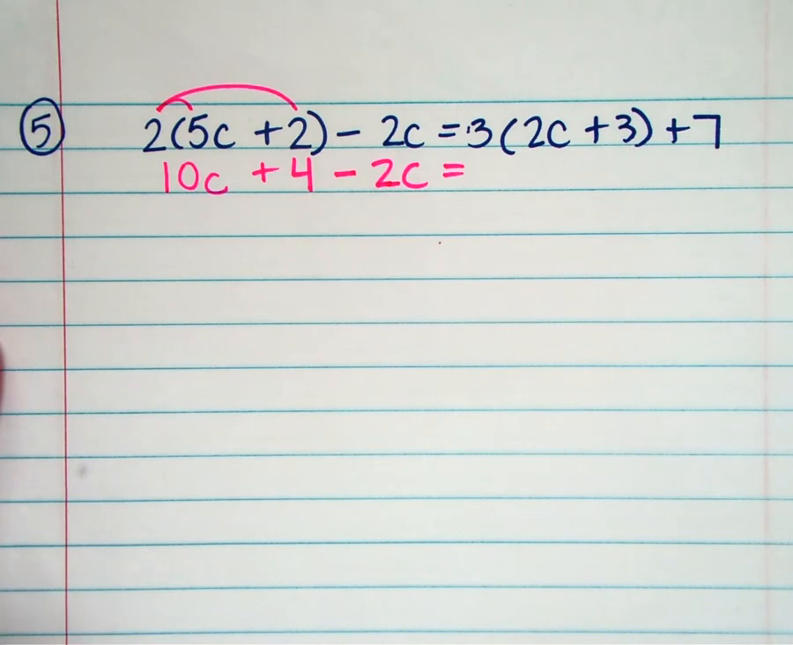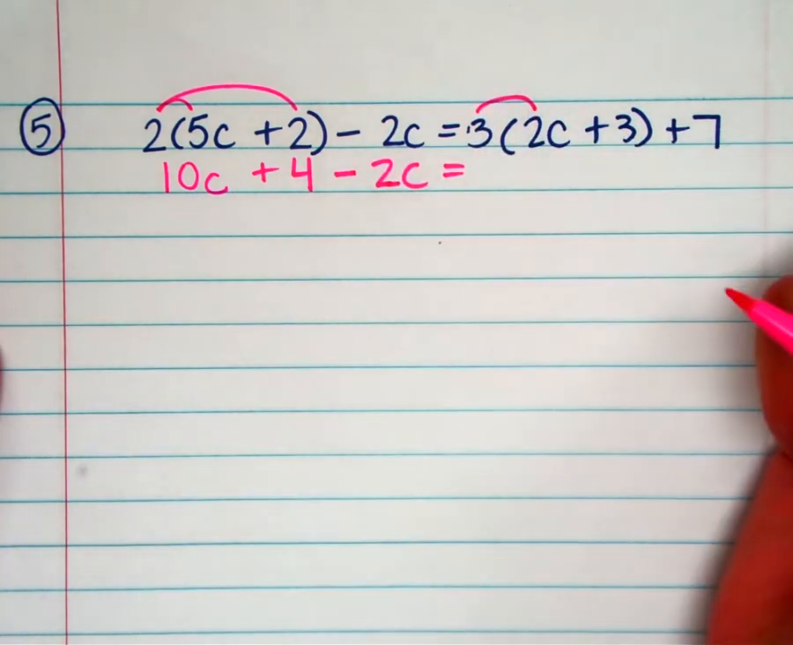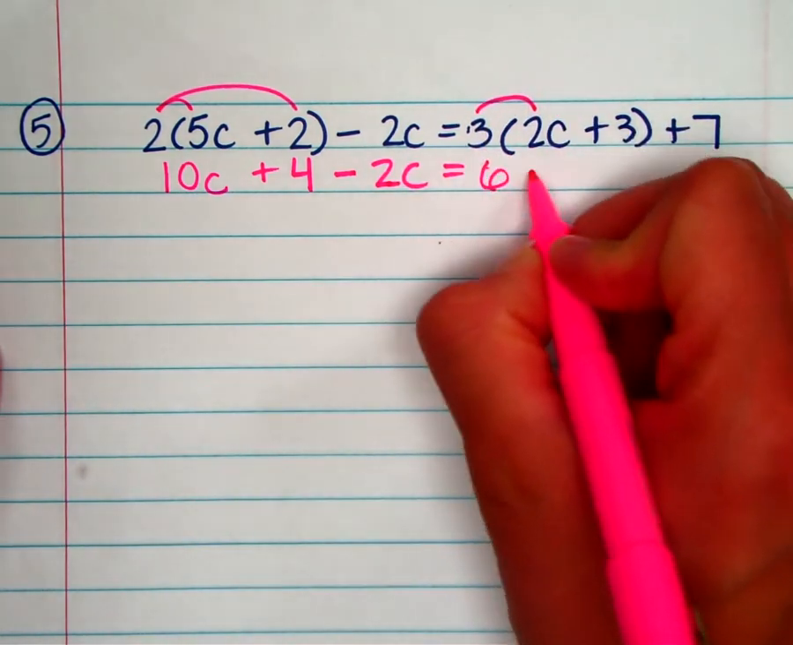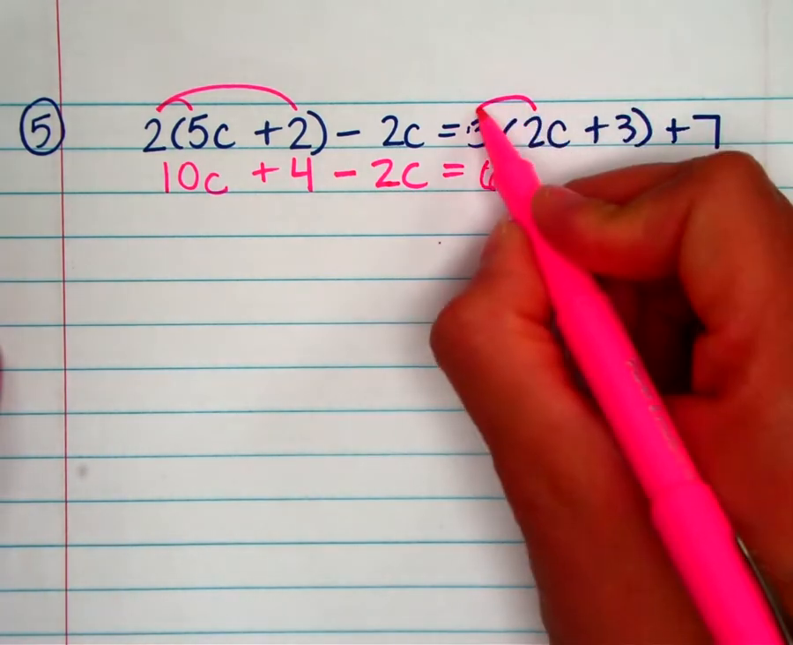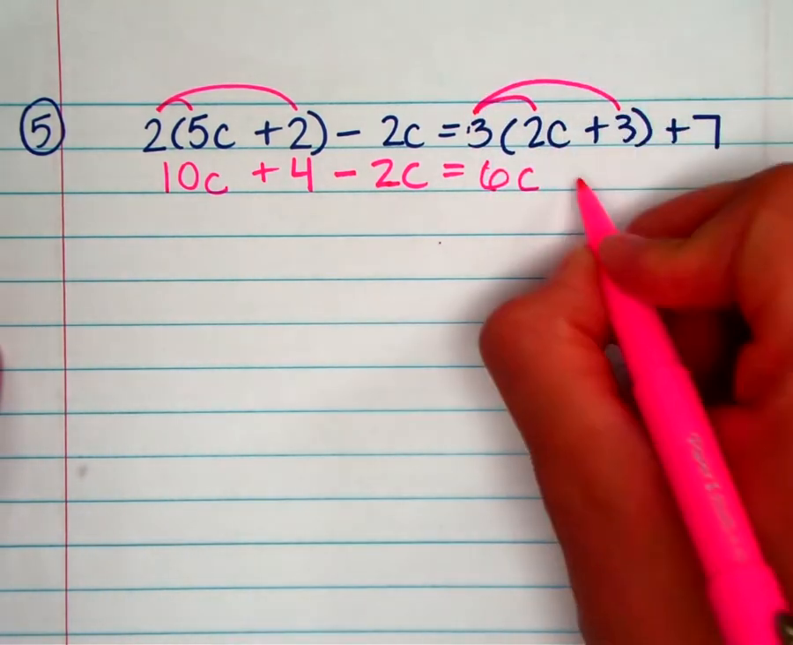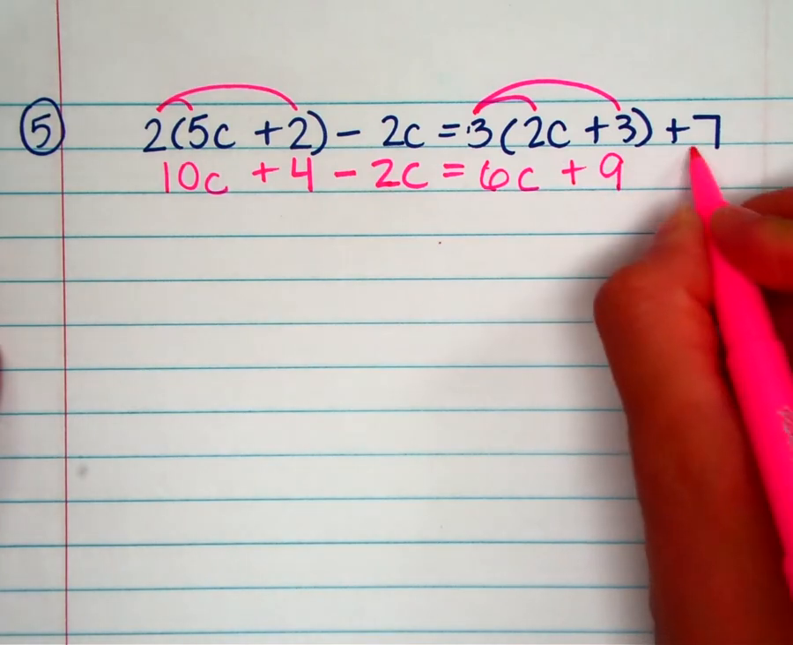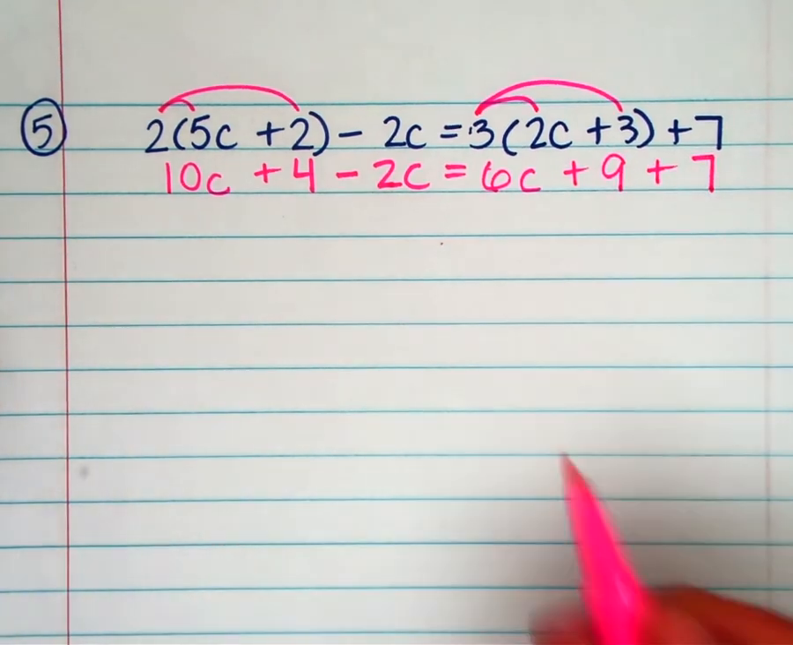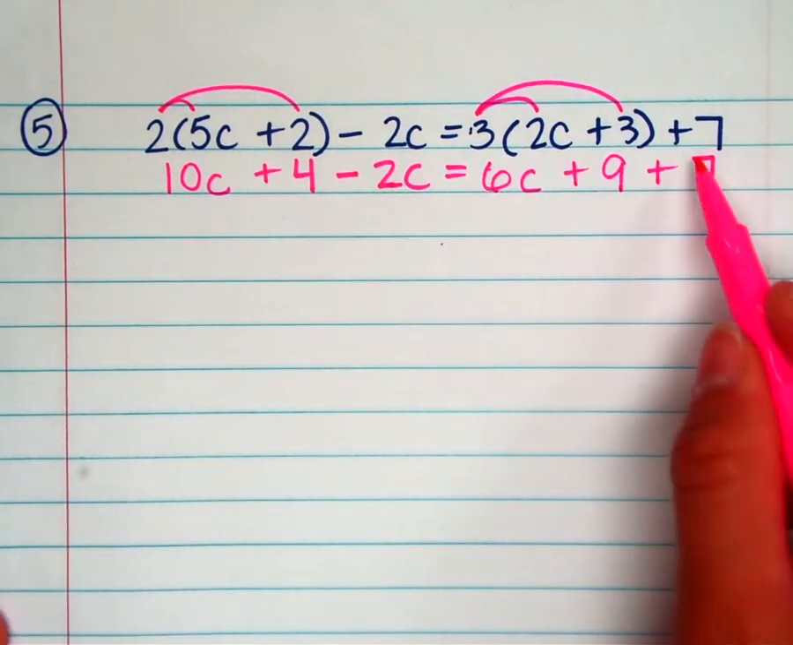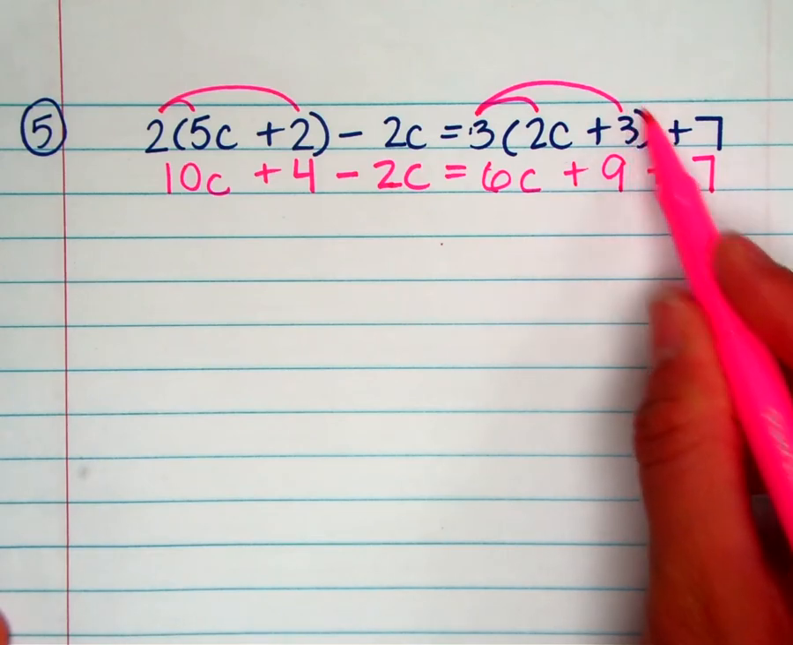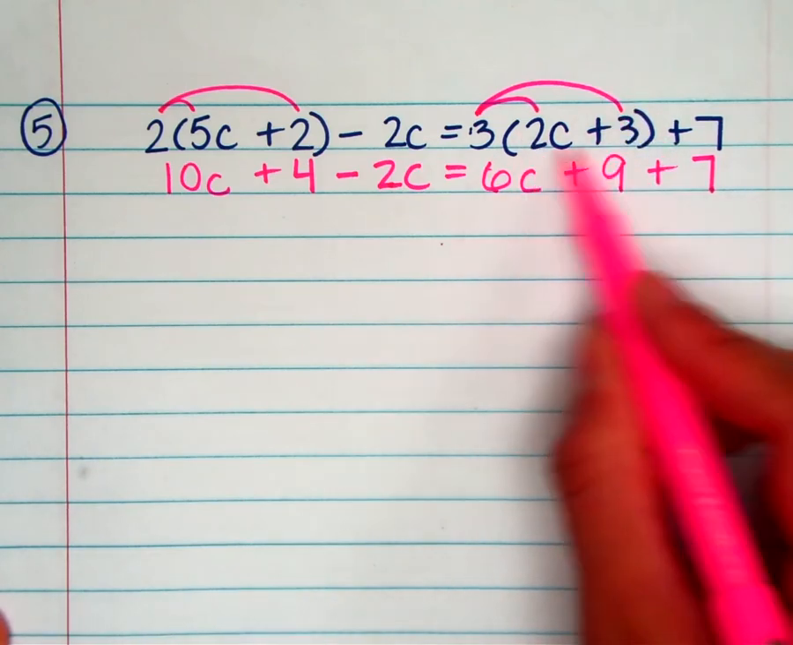Next, you're going to take this 3 and you're going to multiply with 2c. So 3 times 2 is 6. And then we're going to take 3 and multiply it with a positive 3. So that's a plus 9. And then we're going to bring down our plus 7 again because there is no multiplying with the plus 7. After we close those parentheses, that means we're done multiplying. It's only to whatever's inside the parentheses.